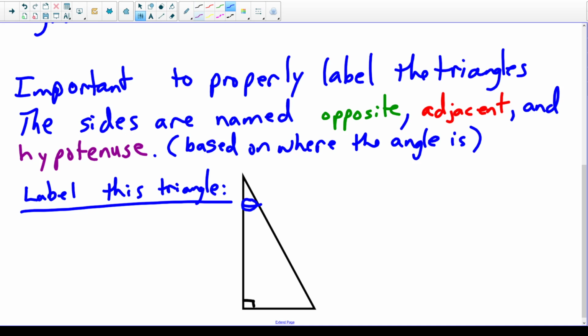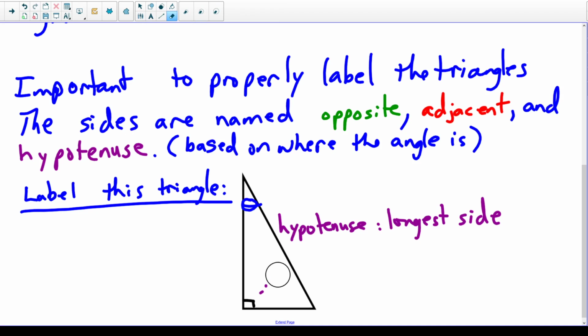Well, the easiest of those 3 is the hypotenuse. The hypotenuse is the longest side. It's also across from the 90-degree angle. All right? But usually we just state that it's the longest side. For the opposite, which is the second easiest side to find, it's always based on the angle.